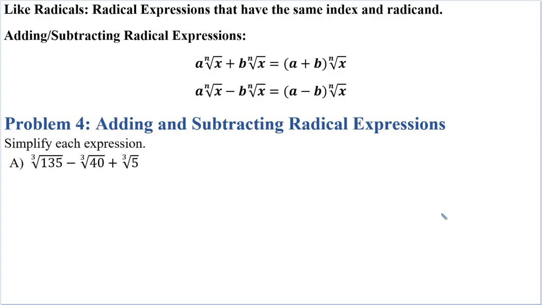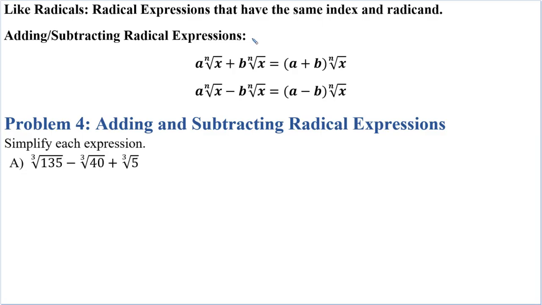All right, next thing we're going to take a look at is adding and subtracting radical expressions. Okay, so for that, what we're going to need to talk about first is like radicals. I'm going to say like radicals are radical expressions that have the same index and the same radicand. Okay, so again, the index is the type of root we're looking at, and radicand, we haven't used that word yet. We'll just say that's what's underneath the root.